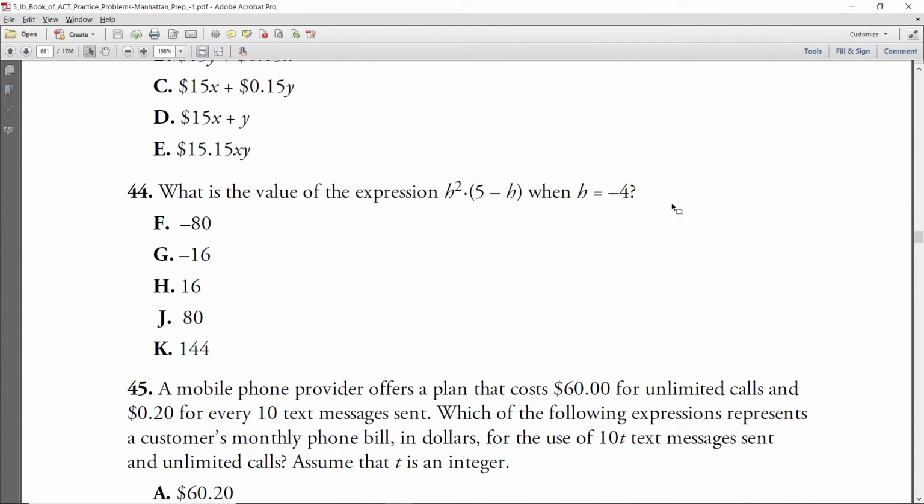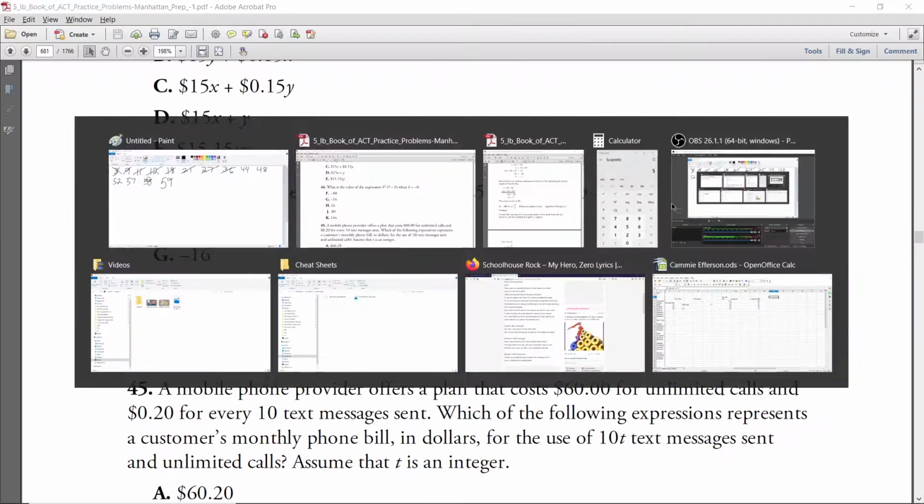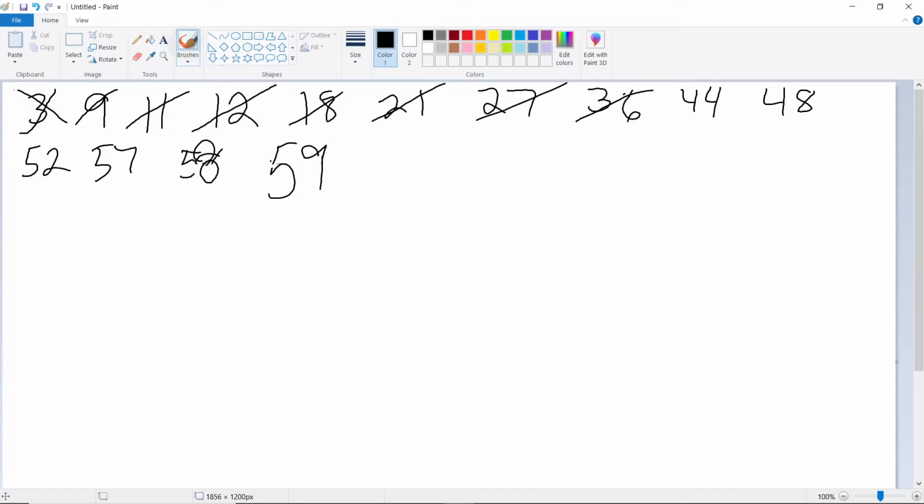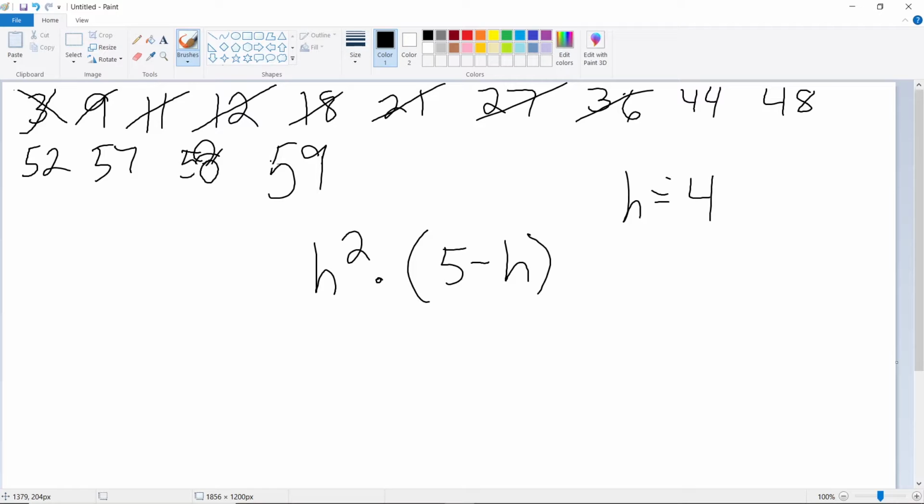What is the value of the expression h squared times 5 minus h when h is -4? So this is just like that earlier one. We just have to remember with the Fahrenheit times, that little dot means times 5 minus h. If you don't know that, write it on your supplemental when h is -4. Just like I did with that Fahrenheit question. I just plug in -4 for h.